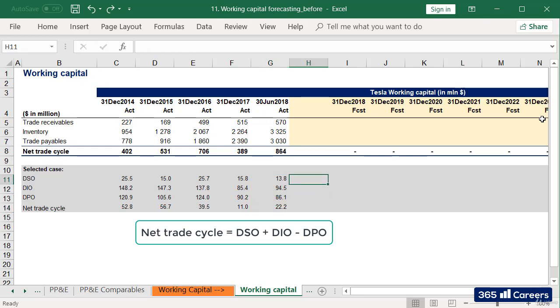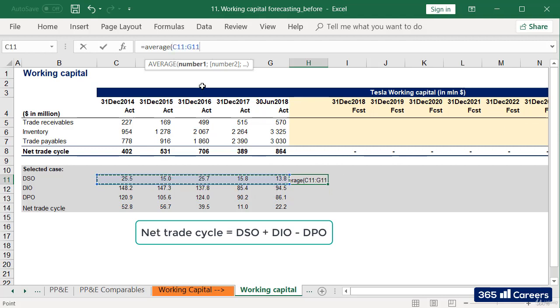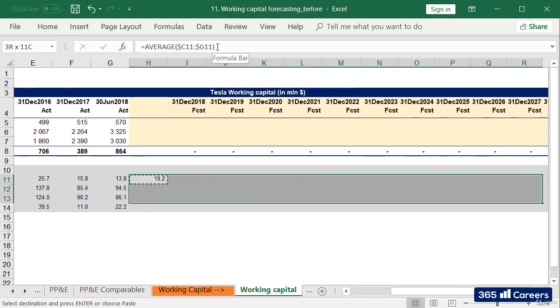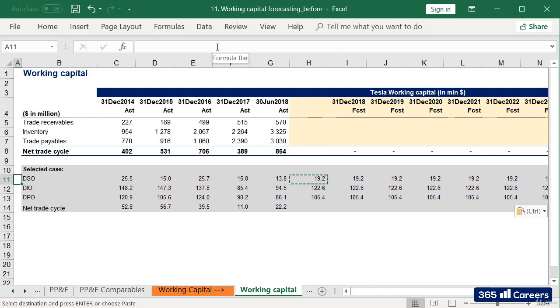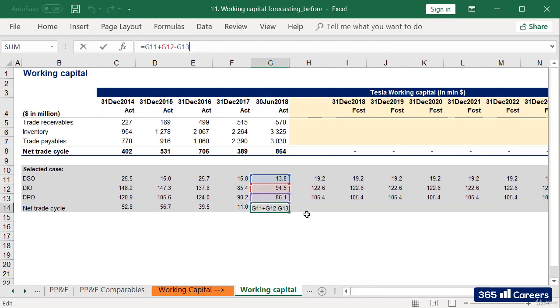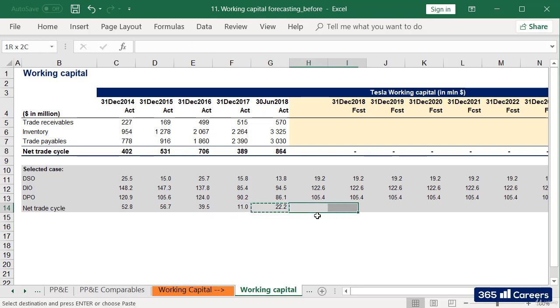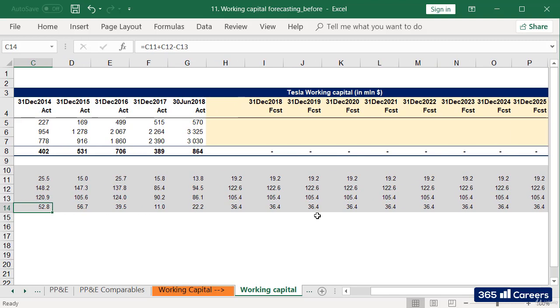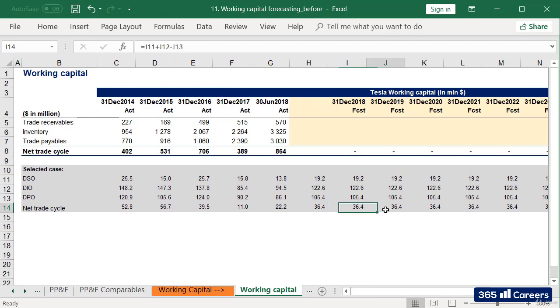Let's assume Tesla's working capital would continue the same pattern during the forecast period. I'll use the average function to forecast days. However, please pay attention that I am only fixing column references. This is practical, as it would allow me to paste the function downwards. The net trade cycle function is the same as the one we have on the left, so I'll simply copy it. Good.